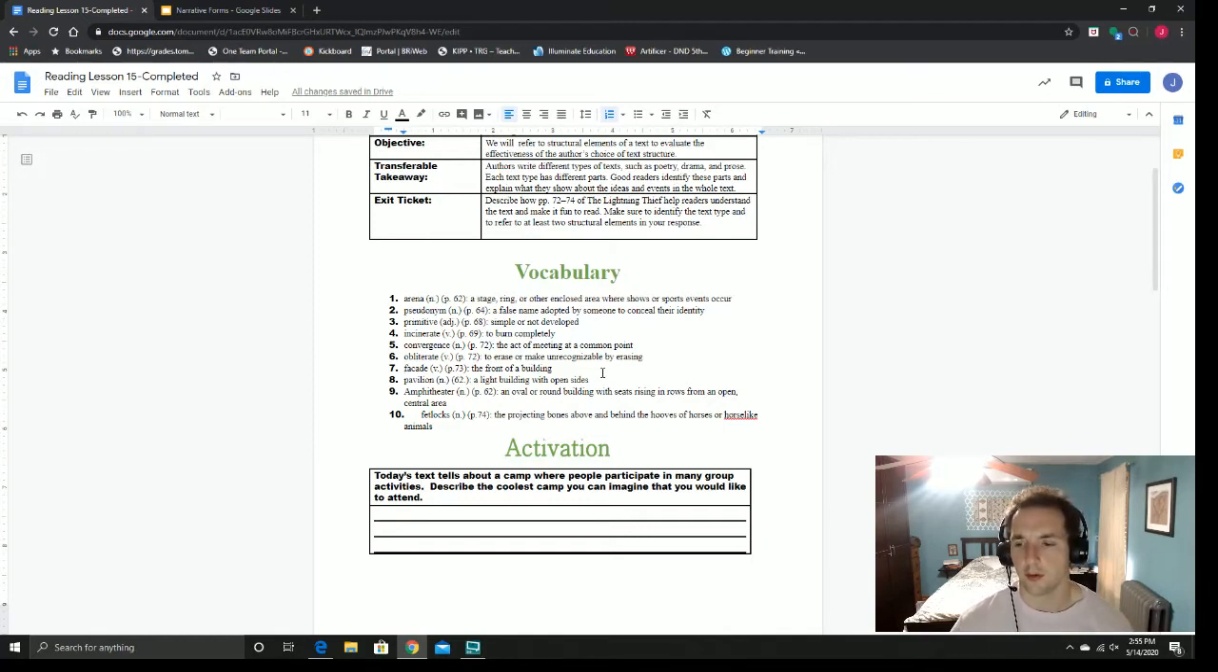You might have noticed if you've ever gone to a park where there's a roof over some picnic tables, that's usually considered a pavilion. Number 9, the word is amphitheater, which is an oval or round building with seats rising in rows from an open central area.